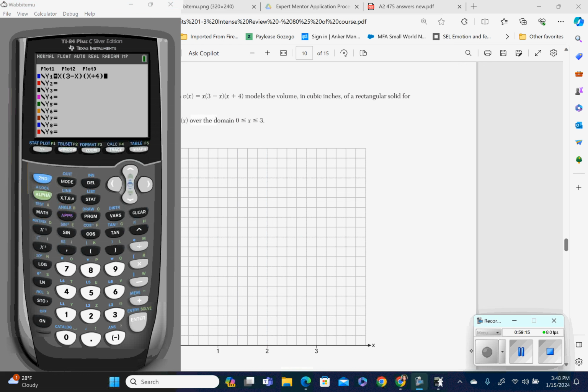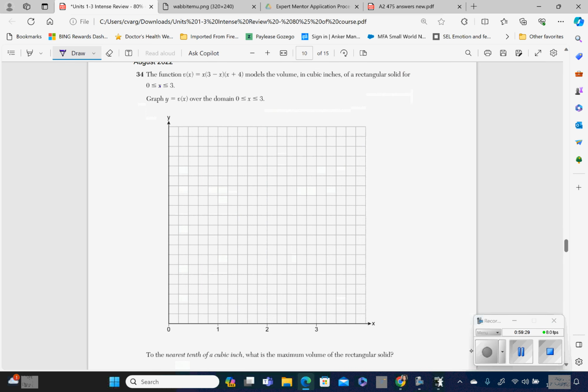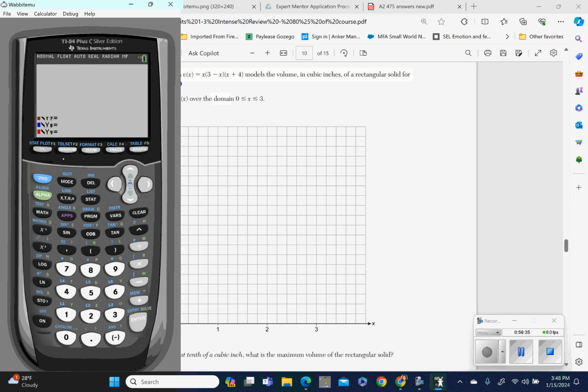All right, and we're back. So the first thing you're doing is, I just reset my calculator. Who has time to sit there and figure anything else out, okay? So I plugged in my function, which is right here. It says models volume, beautiful. They only want us to graph it from 0 to 3. That's it. So I'm going to change my window.